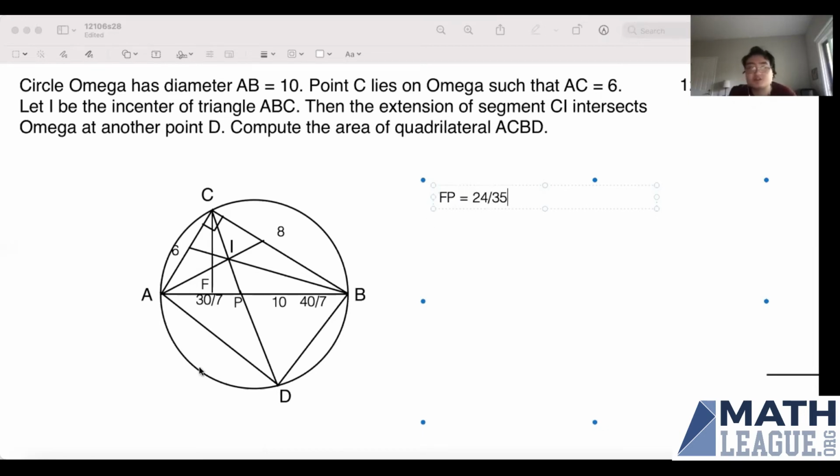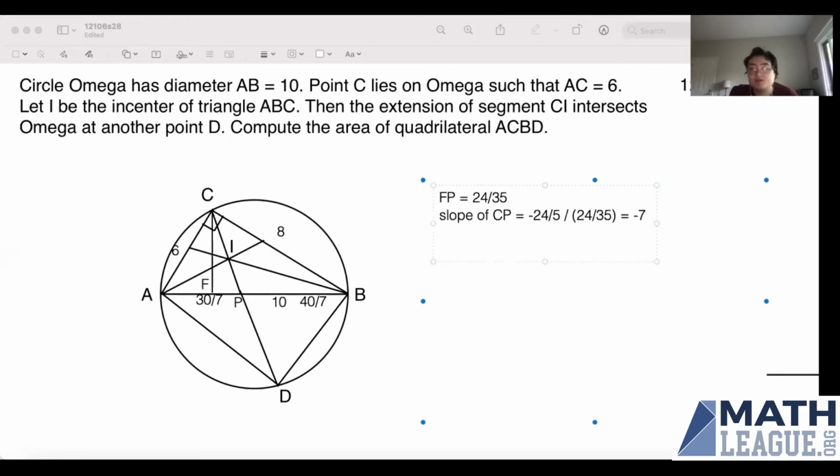Okay, so now what's our slope of CI, which is the slope of CP? Well, the slope of CP is minus 24 over 5, it's a minus because we're going down, divided by 24/35, that should just be minus 7. Perfect. We also need the y-intercept if we're going to figure out where point D lies. So we'll generalize here a little bit.